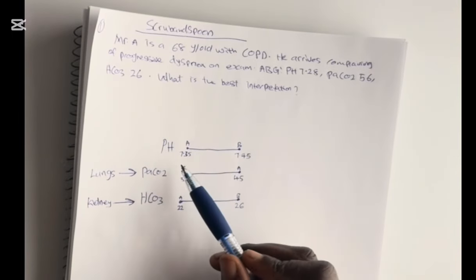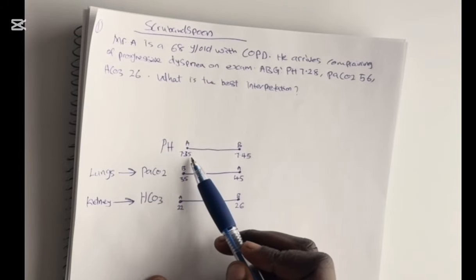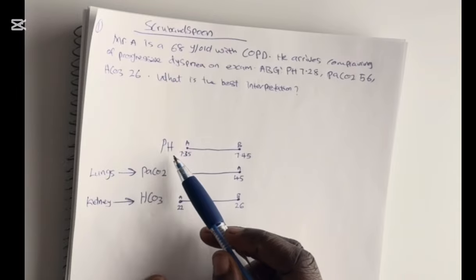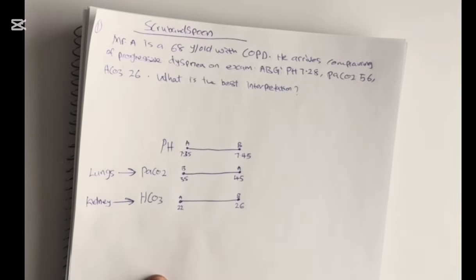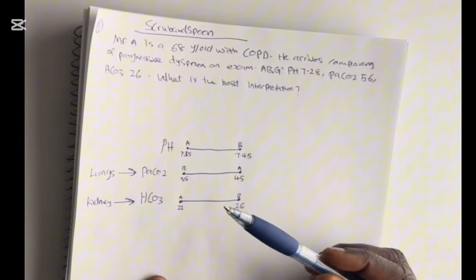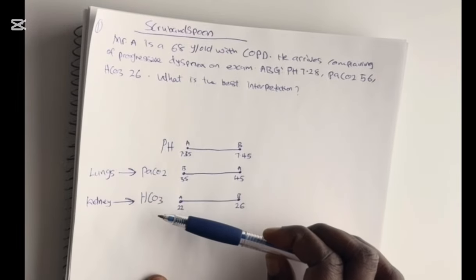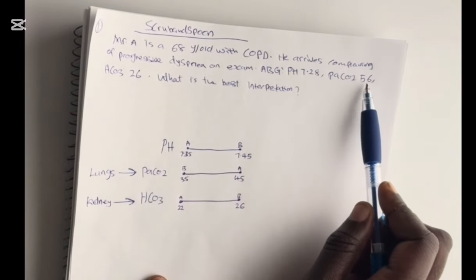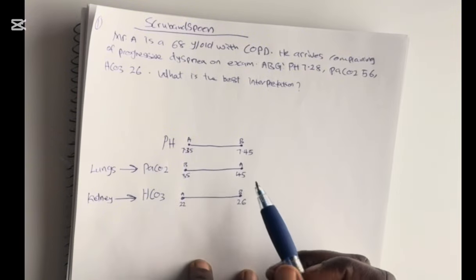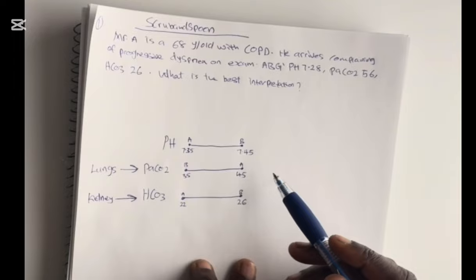The pH is 7.28. Look at our range. That goes below 7.35, so it's telling us that we are dealing with acidosis. Our pH is in acidosis. Now, to know if it's respiratory or metabolic acidosis, you have to pair the pH with one of these, either the lungs or the kidney. How do you know which one to pair it with? You have to look at the numbers given to you. The CO2 is 56, which means the lungs are also filled with acid, so the lungs are also in a state of acidosis.